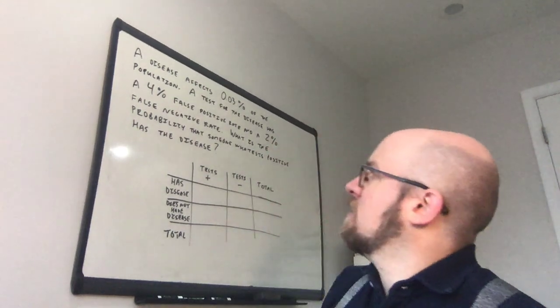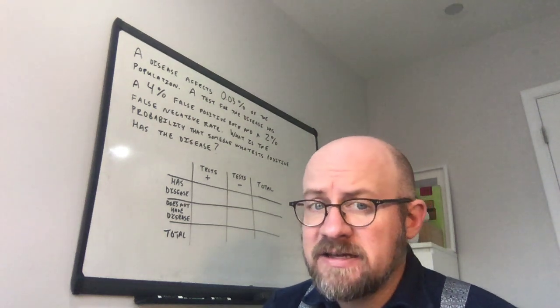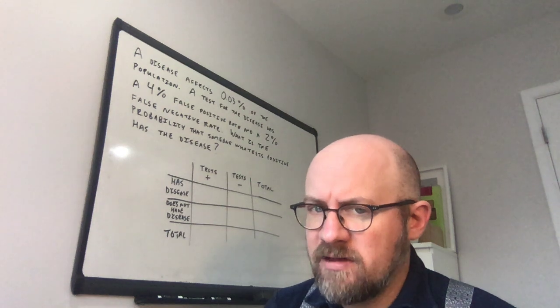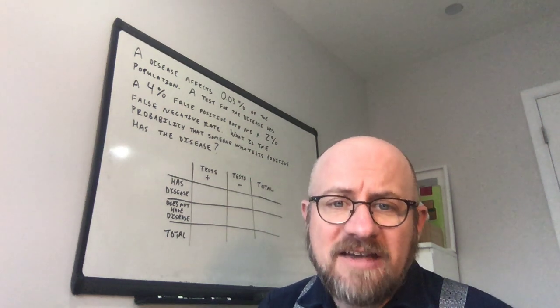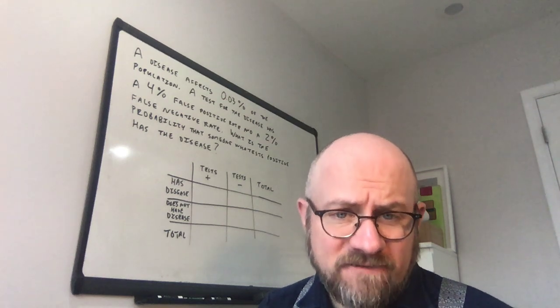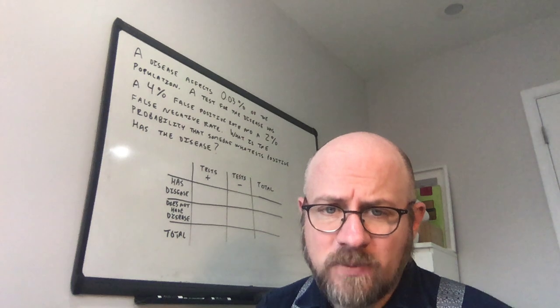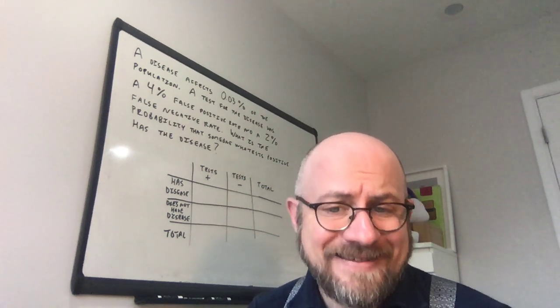So we've got a disease that affects 0.03% of the population, and that's going to be important. I'll talk about why that is one of the spots that people get tripped up on in a bit. A test for the disease has a 4% false positive rate and a 2% false negative rate. What is the probability that someone who tests positive has the disease?